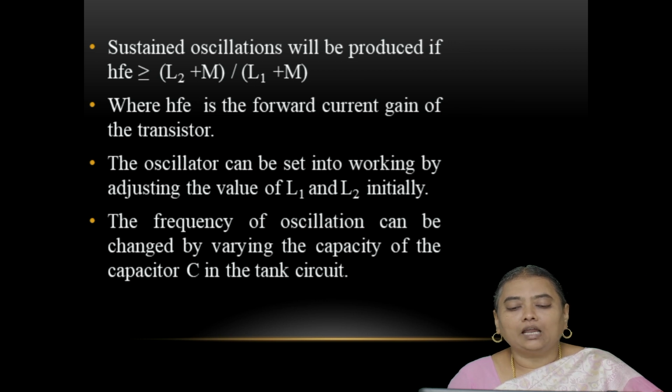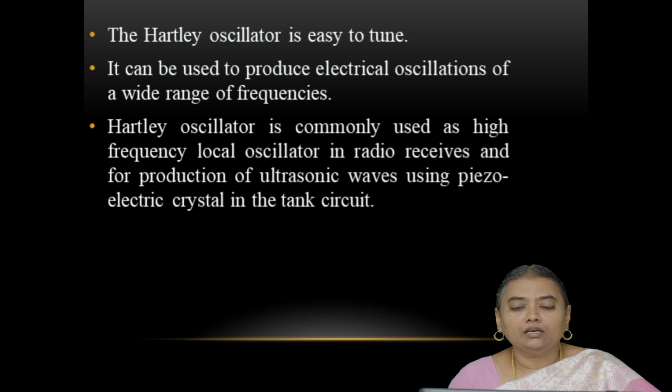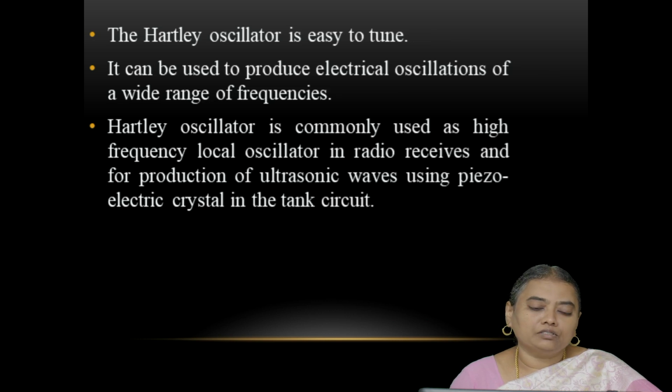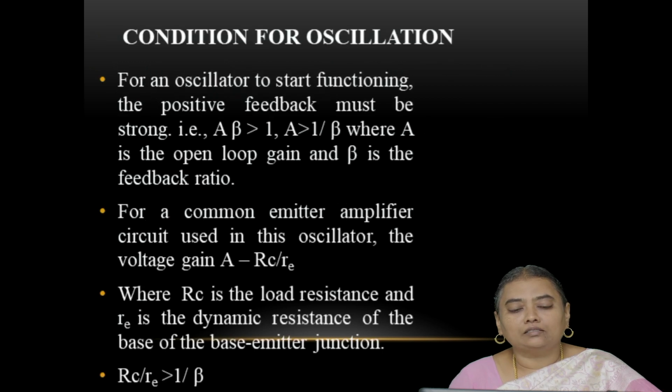The oscillator can be set into working by adjusting the values of L1 and L2 initially. The frequency of oscillation can be changed by varying the capacitance of the capacitor C in the tank circuit. The Hartley oscillator is easy to tune. It can be used to produce electrical oscillations of a wide range of frequencies. Hartley oscillator is commonly used as a high frequency local oscillator in radio receivers and for the production of ultrasonic waves using a piezoelectric crystal in the tank circuit.